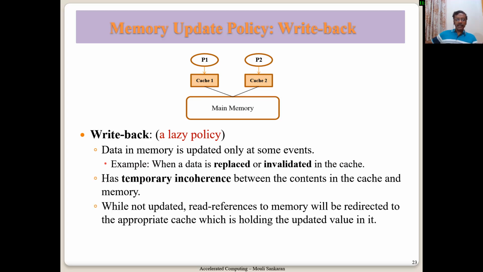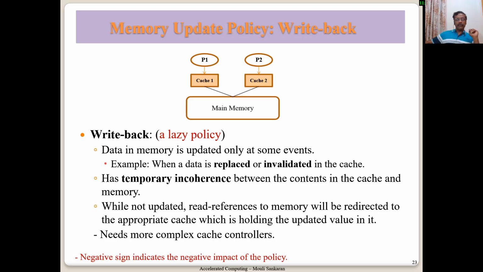Now, write back policy, what happens? Data in memory is updated only at some events, which is when data is replaced or invalidated. I will talk about invalidation with respect to the cache coherence policy, when multiple cores are involved. So there is a temporary incoherence between the contents in the cache and memory. This is a negative actually.